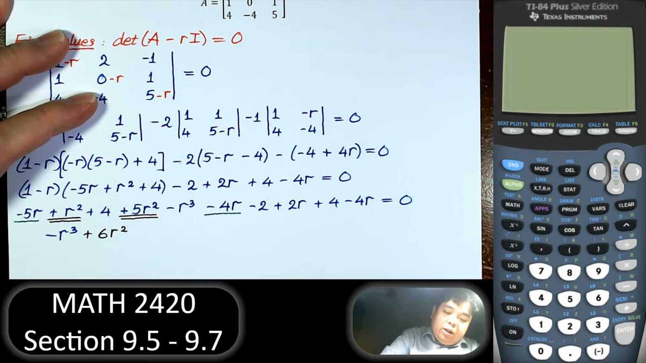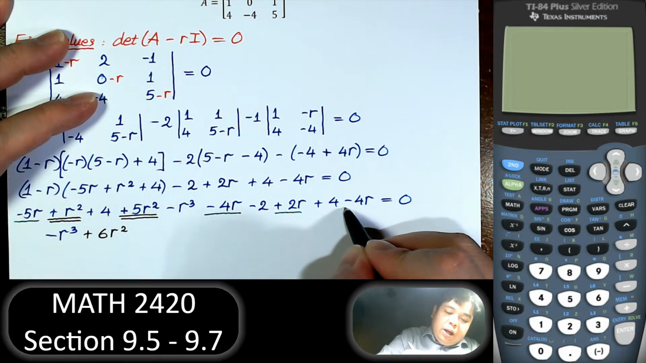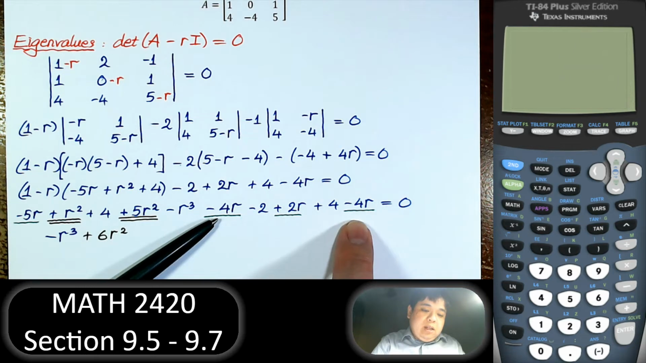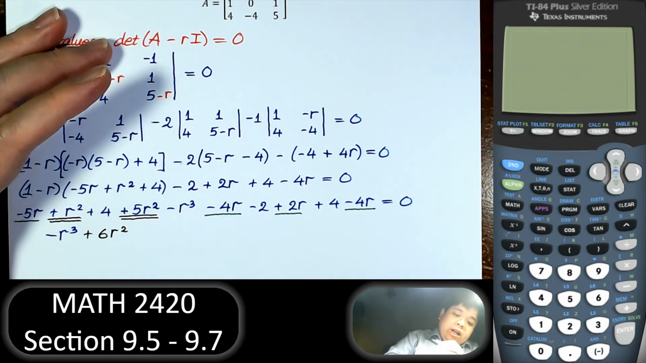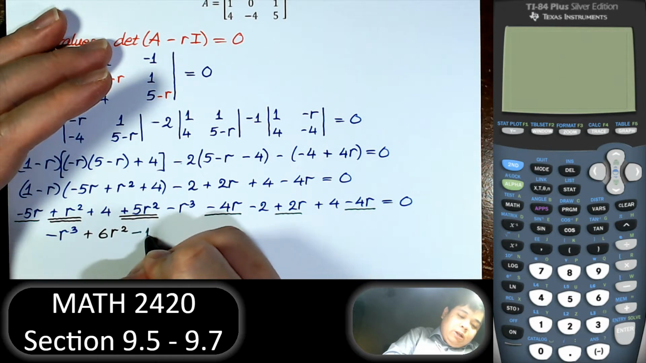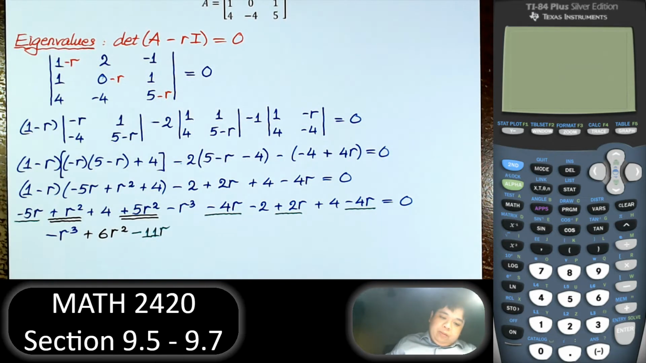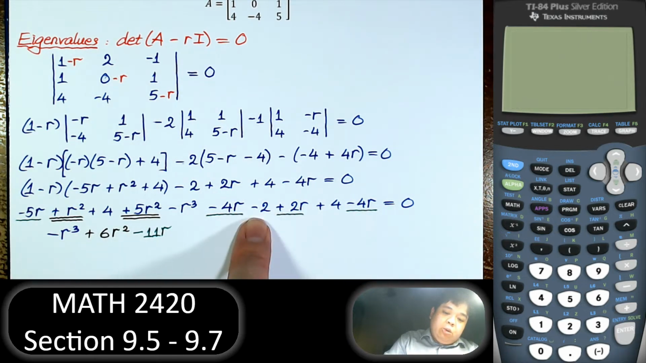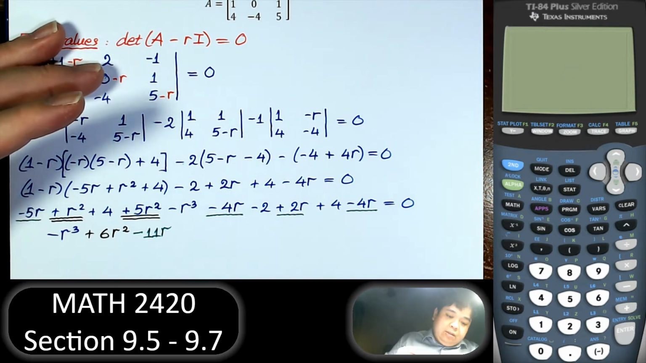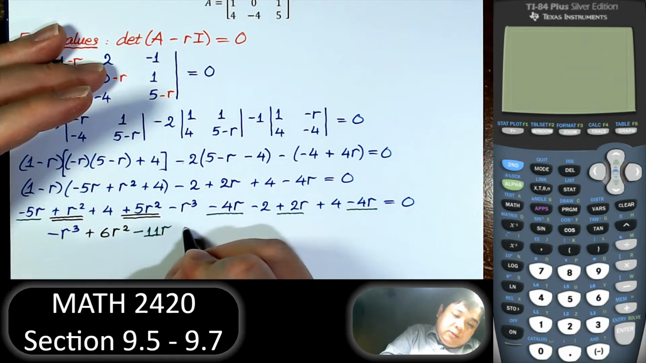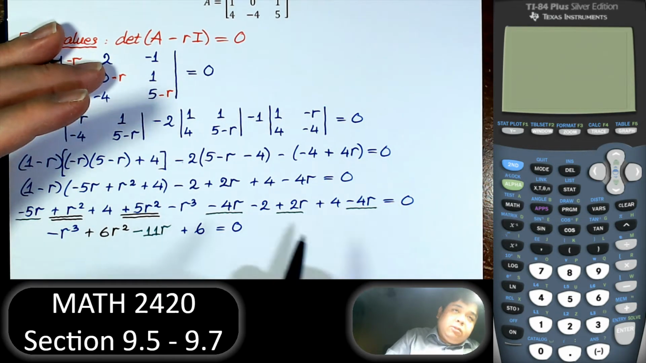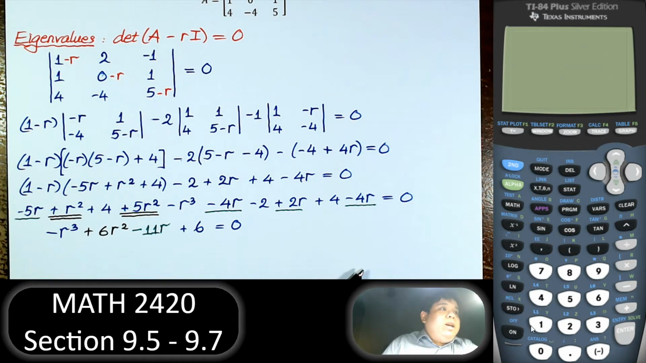And then the r terms: negative 5, negative 4 plus 2 and negative 4. So negative 9, negative 13 plus 2, negative 11r. Then the constants: 4 plus 4 minus 2, 6. It's going to be 6. Hopefully we have something nice and even here.